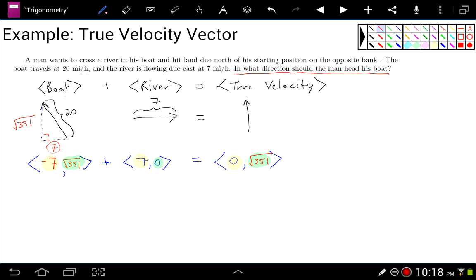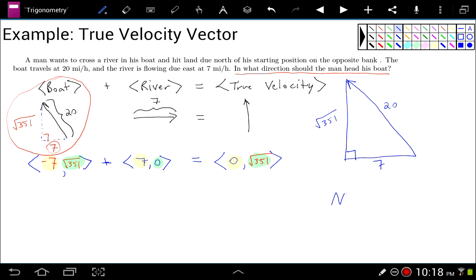So that's dealing with the boat vector. What direction is that vector? Well, let's find out. If we draw it again over here, it looks like this. This is 20. This is 7. This is the square root of 351. And we want to know the direction. This is our arrow here, so we're definitely going in a north something west direction using our knowledge of bearings. So the question is, what angle goes here?